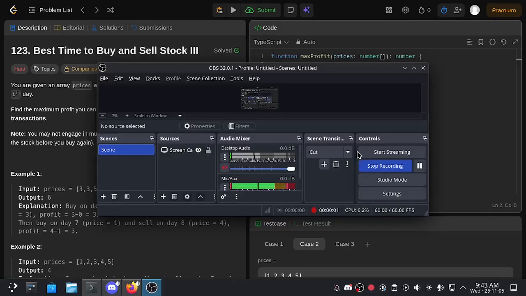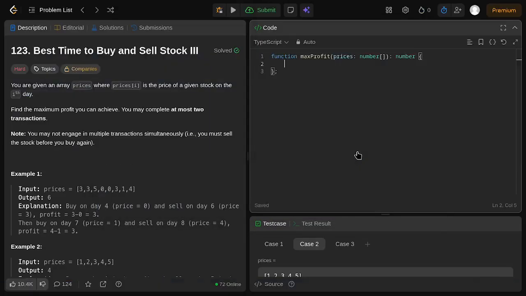Hello everyone, I'm Marvian and today we are going to solve the LeetCode challenge. The challenge number 123 is called Best Time to Buy and Sell Stock III.